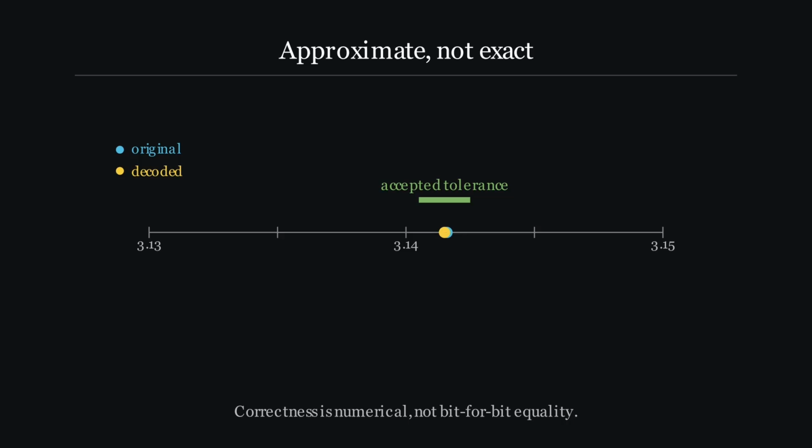On the enlarged number line, the blue point is the original value of pi, and the yellow point is the decoded result. They are extremely close, but they are not identical. The red arrow measures the small difference. What matters is whether the decoded point remains inside the green tolerance chosen by the application. For image features and neural network scores, numerical closeness is often the correct notion of correctness.